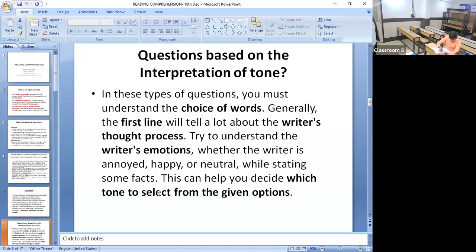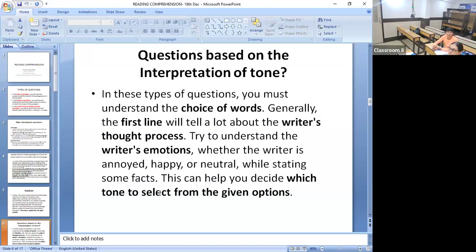Interpretation of tone. Okay, so that's a fourth type of question. Whenever you get a question based on the tone, try and find out the thought of the emotion. As usual, we are following the general strategy of going with the first line of the paragraph. That is, the first line will tell a lot about the writer's thought process. But there is one problem.